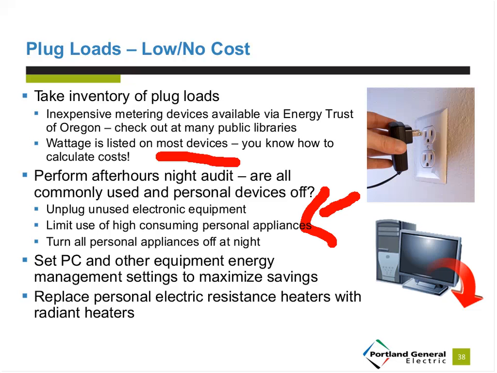You know, the electric resistance heaters that office employees have, or you have in your warehouse, look to replace those with a radiant heater.